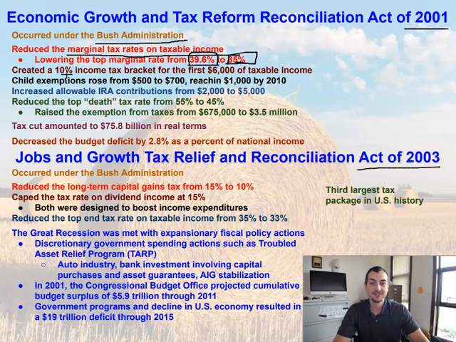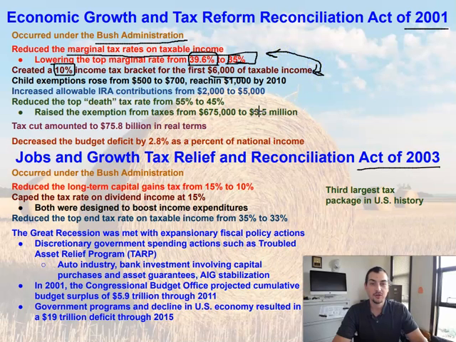It also created a 10% income tax bracket for the first $6,000. So it created the lowest tax bracket, and say for the first $6,000 of taxable income, you're just going to get charged just 10% of it. So it actually reduced taxes. It created a brand new tax bracket on the bottom, and it reduced taxes for low-income families, as well as reduced taxes for high-income families by reducing the top marginal rate from 39.6 to 35. So both of these were designed at reducing the tax rate.